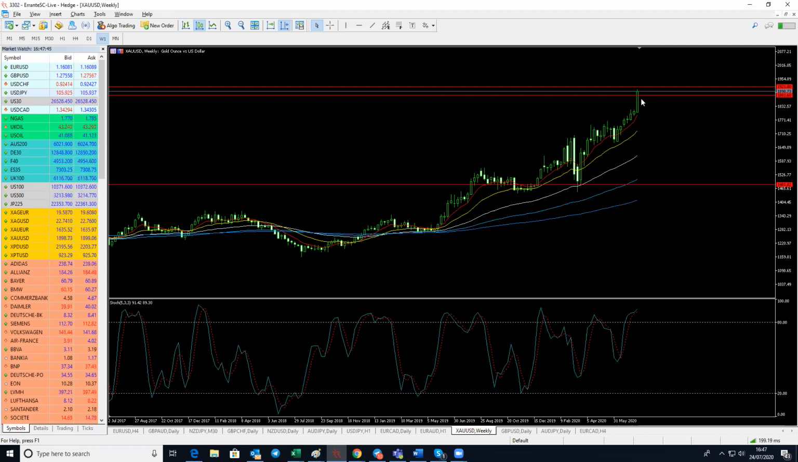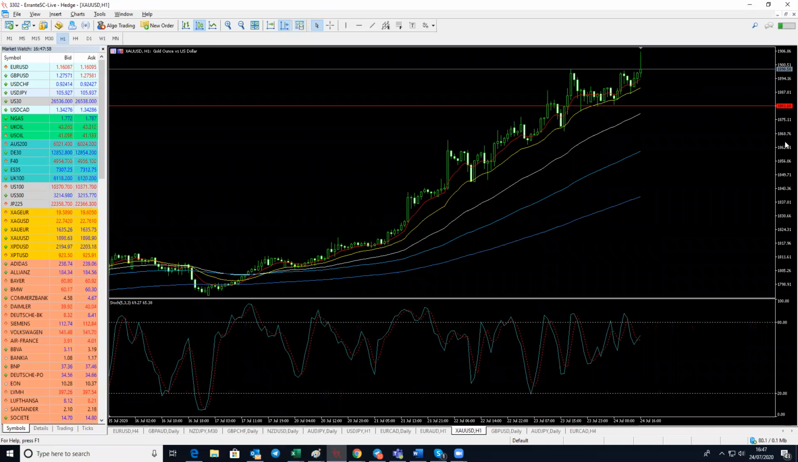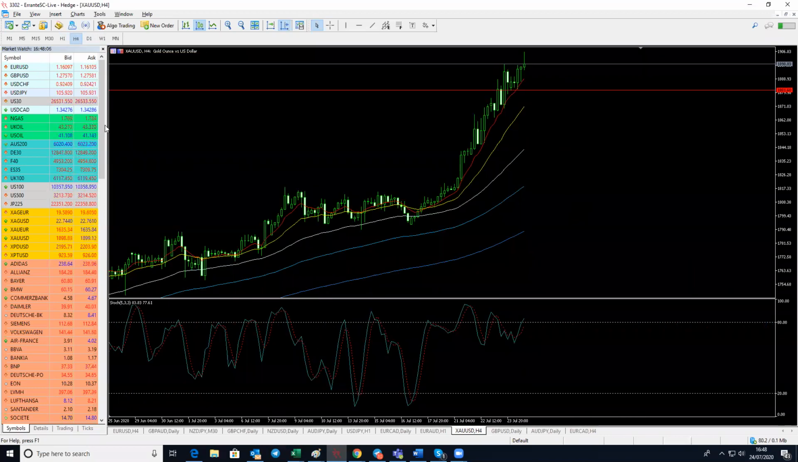$90 actually, that's what I meant. Appreciated by $90. So that's for gold. And we can see that in the 1 hour chart, it's signaling that pin bar candle. In the 4 hour chart, the same, and all the lines are giving us a very, very strong upward movement.